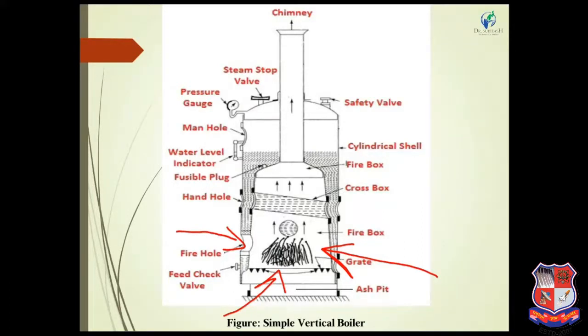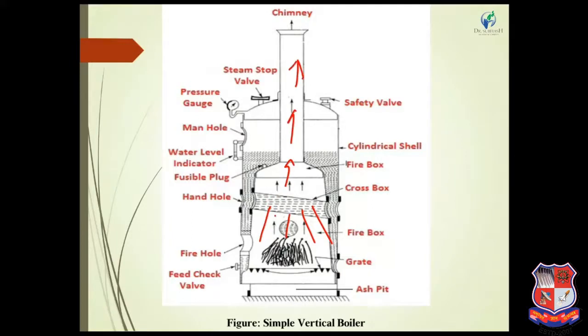We ignite the coal, and the generated heat is transferred in the upward direction due to density difference and pressure difference. Then flue gases are generated, and the high temperature gases come in contact with the cross tube. Then after, the heat is transferred to the chimney and goes out to the atmosphere. This is the working of the fire side.